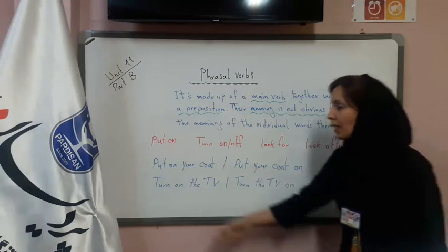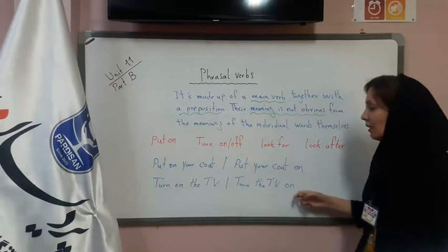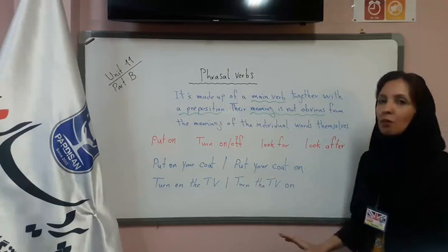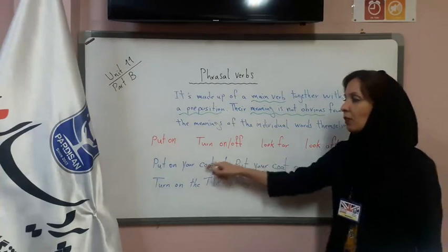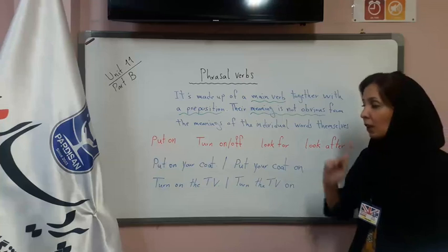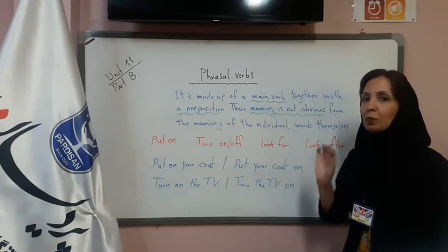Put it on. Turn on the TV, turn the TV on, or turn it on. If you use turn on it, that's wrong. So, if the object of a phrasal verb is a noun, you can put it at the end or between. If the object is a pronoun, you have to put it between.